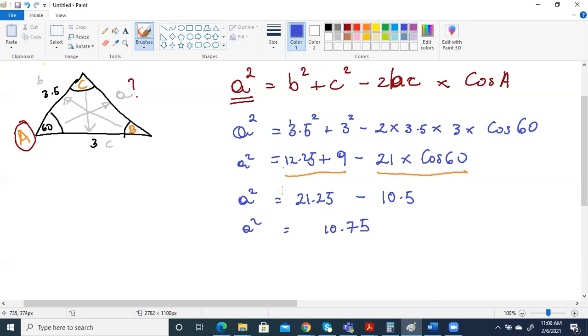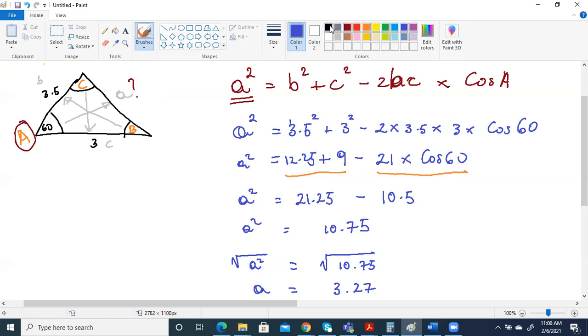So we have a squared here, but we want a. To get rid of the squared, we put it under a square root sign. And anything you do to one side, you have to do to the other side, right? So you will get your answer, A equals 3.27, or 3.28, whichever you get. So we've now worked out that A, this side, is 3.27 based on the cosine rule.